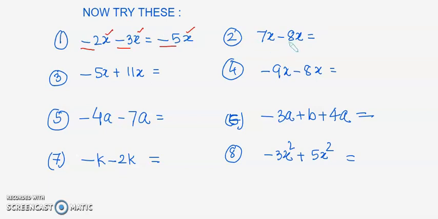+7 and -8. So it will be negative, because 8 is greater, so negative sign, and 8 minus 7 is 1. We don't write 1x, we simply write -x. Here it is +11x and -5x. So 11x minus 5x is 6x. Likewise, you will do the remaining questions, and if you have any difficulty, I will explain.